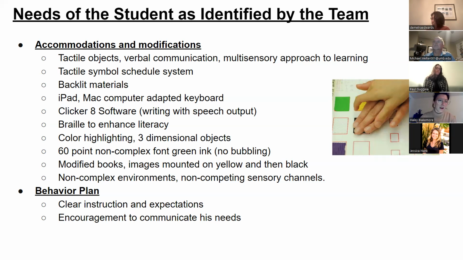So it's important that when we're presenting these multi-sensory inputs, it's not happening all at once in a really complex way. He also uses some assistive devices that should be accessible to him whenever he needs them, as well as a very specific font for print words. He's got that 60-point green font. And he also benefits from clear instruction and expectations, so activities with a clear beginning, middle, and end, as well as encouragement to communicate his needs in a functional way. We can go to the next slide.